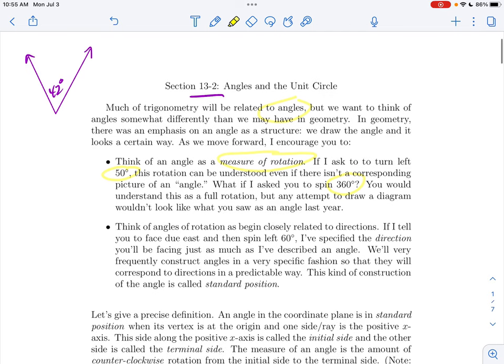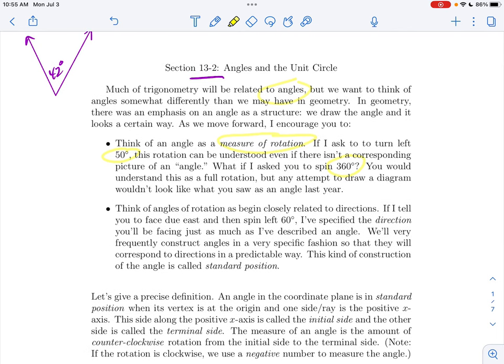And similarly, we're going to think of angles of rotation as being closely related to directions. Imagine I tell you to face in a particular direction, like face due east. Then I say spin left 60 degrees. So imagine here's like our bird's eye view. You're originally facing this direction, which is east. And then I ask you to spin to your left 60 degrees. You'll now be facing in that direction. So we're going to think of angles as related to directions. You spin a certain amount of degrees, and now you're pointed in a new direction.